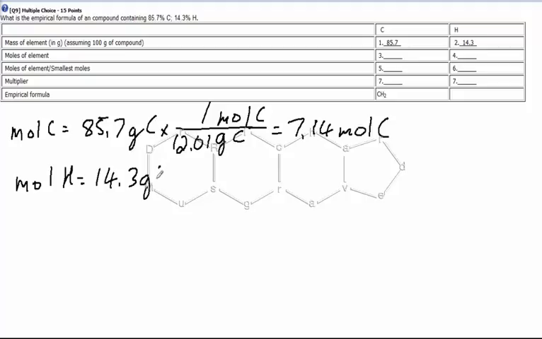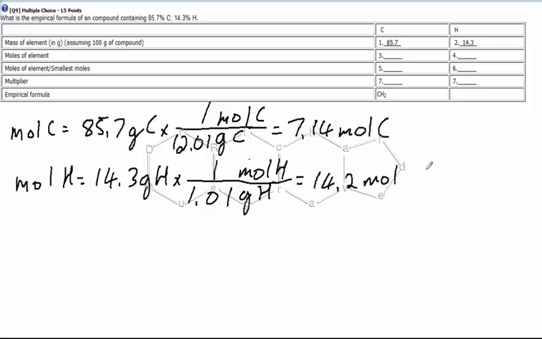Do the same thing with the hydrogen. It's going to be 14.3 grams of hydrogen. Put grams of hydrogen on the bottom, moles of hydrogen on top. The relationship here, 1 mole of hydrogen is equal to 1.01 grams of hydrogen, and that's going to be 14.2 moles of hydrogen.